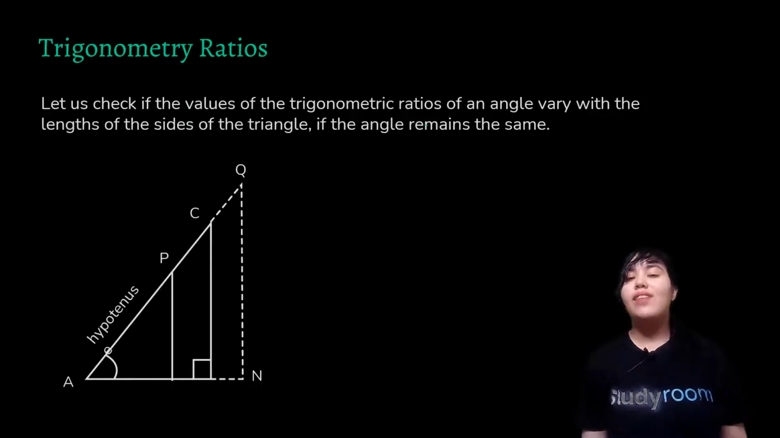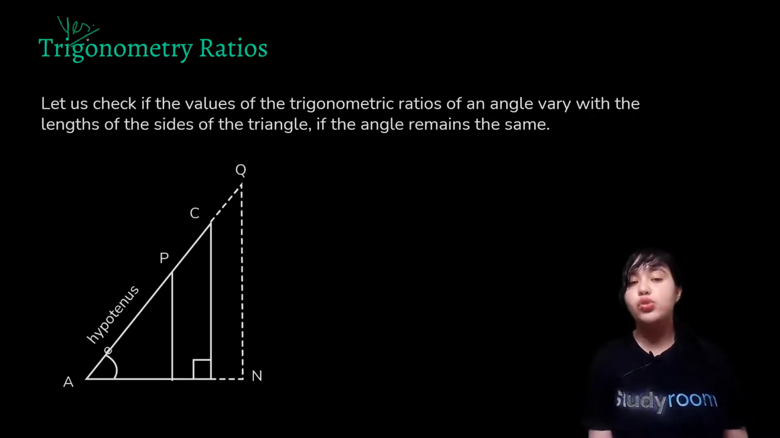Now let's check if the values of these trigonometry ratios of any angle vary with the lengths of the sides of the triangle. So in the previous activity we saw that trigonometry ratios change with the angle. So yes, they definitely do change with the angle. But what about the lengths? Do they change with the lengths as well? That is what we need to see if the angle remains the same.